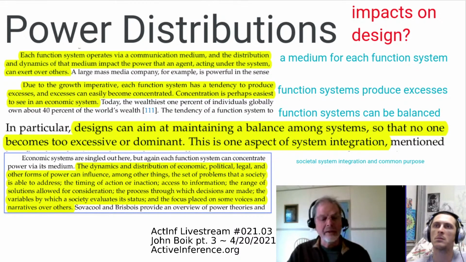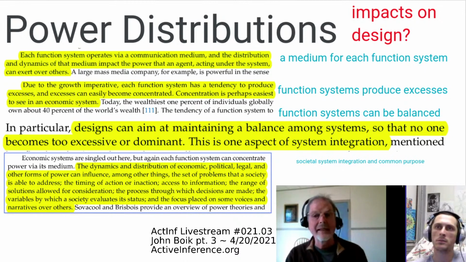And that is a topic that we already mentioned very briefly about integrating systems together. So integrated economic system, legal system, governance system, all serving the same purpose and all acting as a flexible cognitive architecture for the greater good of the whole.